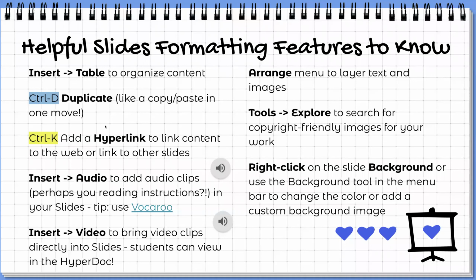There are some keyboard shortcuts that you could rely on, things like Control D or Command D on a Mac. It is the duplicate command, and it's like a copy and paste in one move. So if you need to make multiple shapes or multiple text boxes, you can Control D, Command D, and make them really quickly. Same with adding a hyperlink. Hyperlinks are essential in Hyperdocs because you're linking to other content on the web a lot of times, or to other slides, and Control K is the shortcut for that.